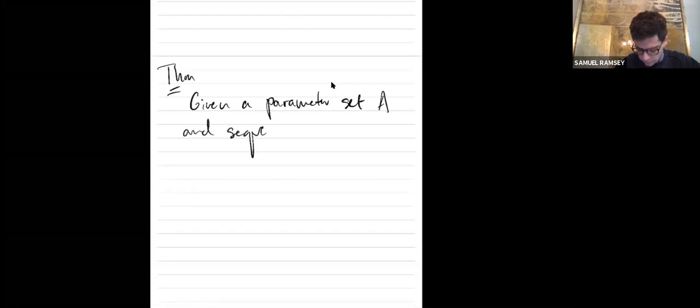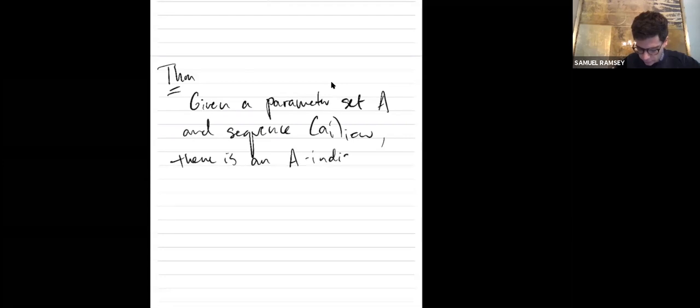All right, so here's the theorem. So the theorem is just that you can do it. So given a parameter set A and a sequence (a_i), i less than omega, there is an A-indiscernible sequence J, which realizes the EM type of I over A.